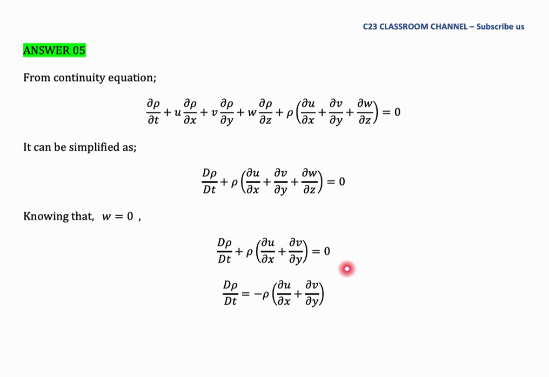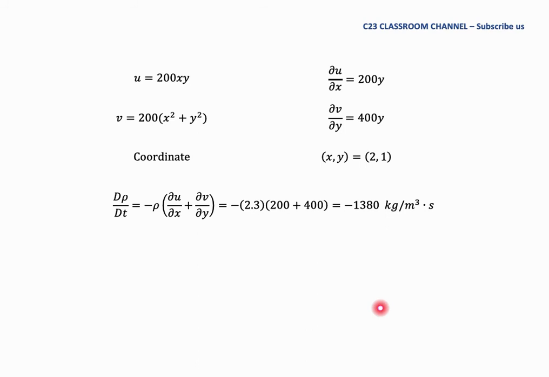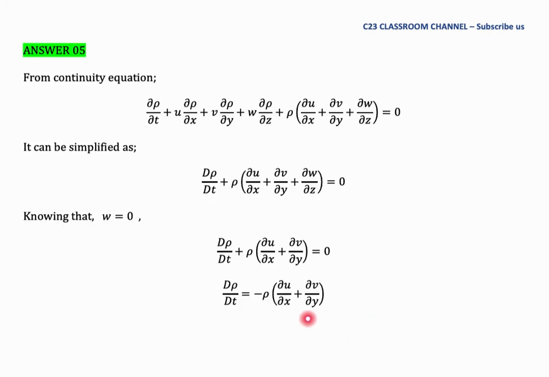Then we bring the terms of ρ(∂u/∂x plus ∂v/∂y) to the right side. So we have ∂ρ/∂t equal to negative ρ(∂u/∂x plus ∂v/∂y). And then to substitute the values in this equation, we need to use the equations given in the question previously to fill in the values of ∂u/∂x and ∂v/∂y.